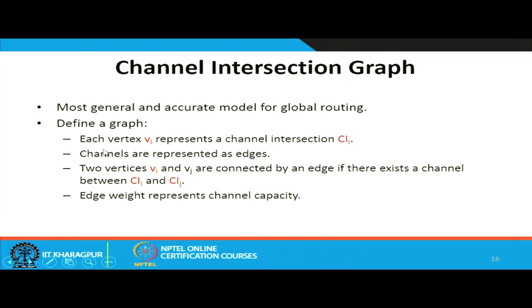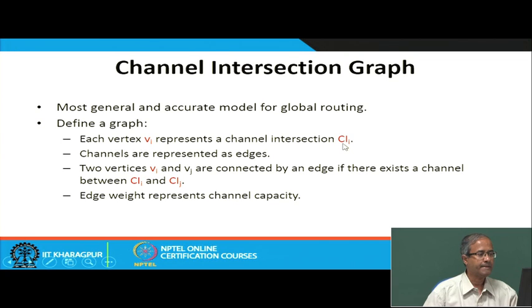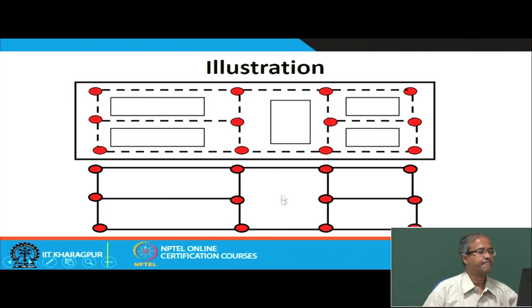So, here each vertex represents a channel intersection. Now, the edges represent channels, right, and two vertices are connected by an edge if there is a channel intersection between them. Now, edge weight represents the capacity of the channel. Let us take an example. Suppose I have just an example like this, we ignore this embedded graph which is again shown here.